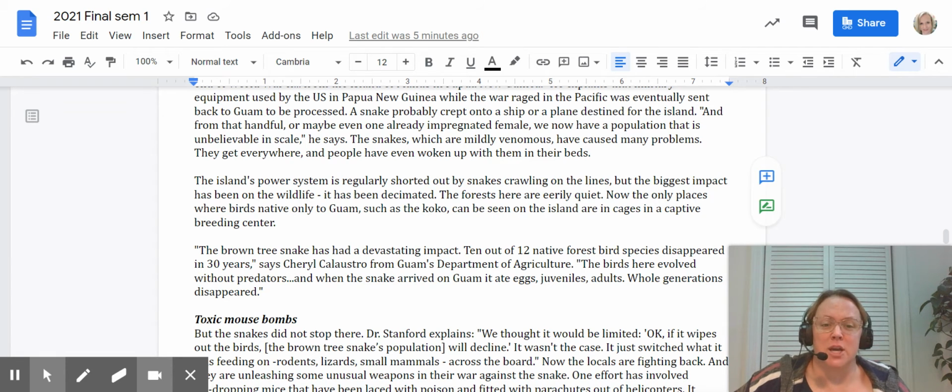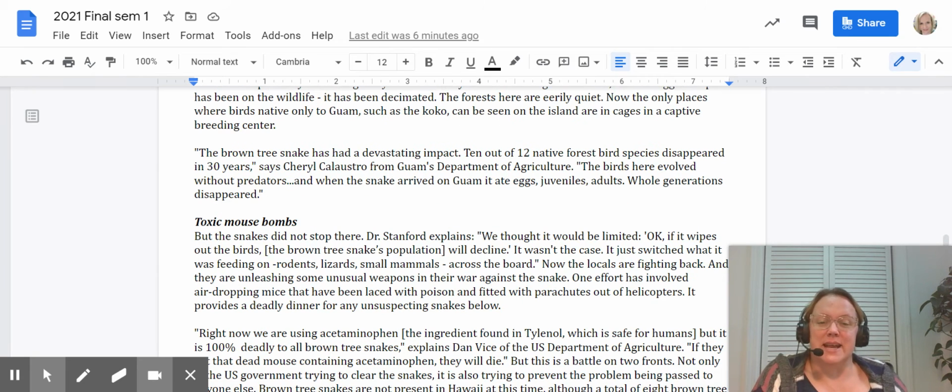The forests here are eerily quiet. Now, the only places where birds native to only Guam, such as the ko'ko, can be seen on the island are in cages in a captive breeding center. The brown tree snake has had a devastating impact.